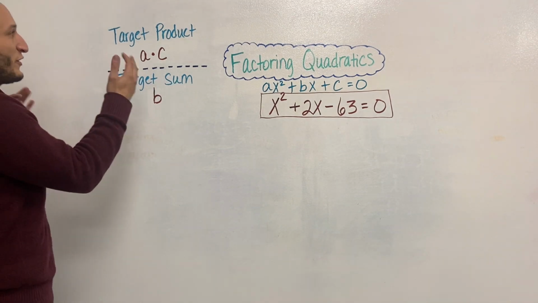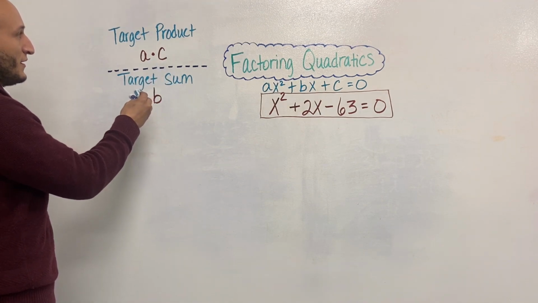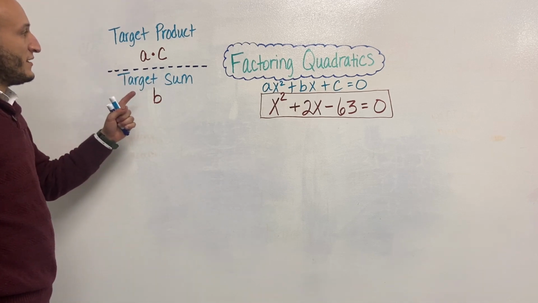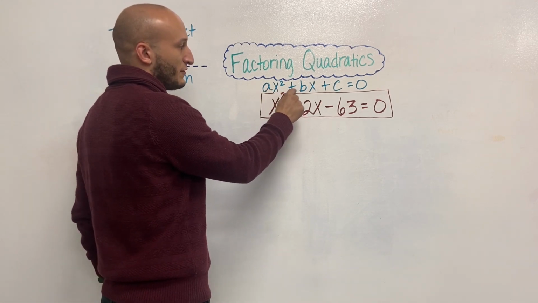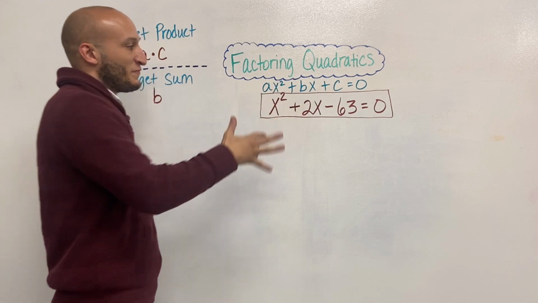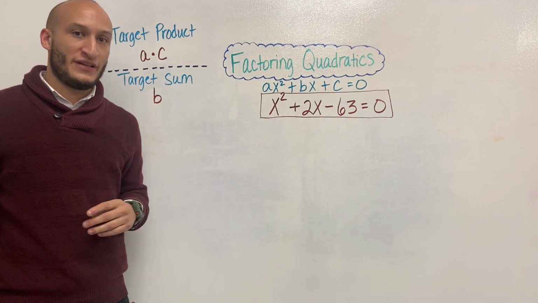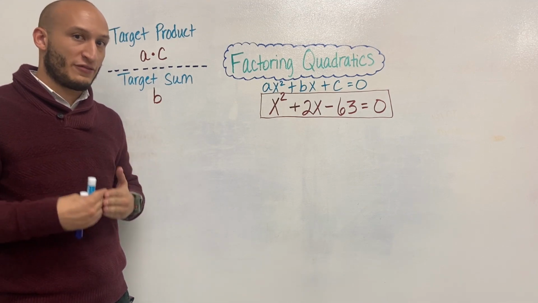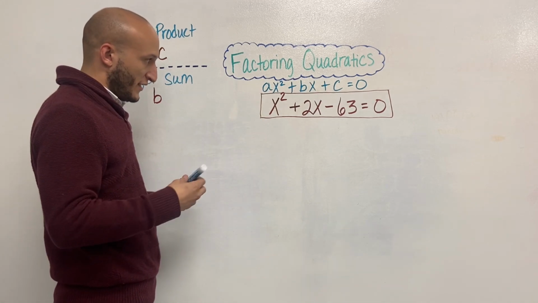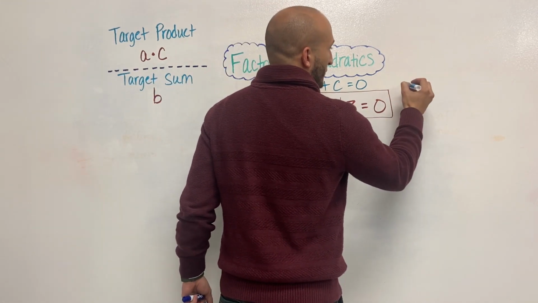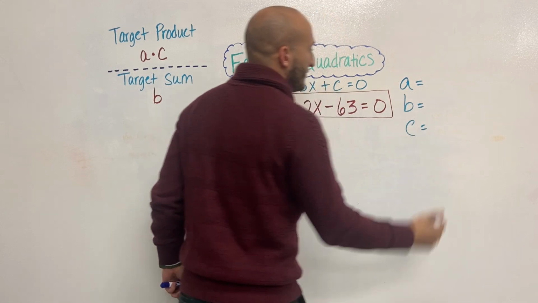So what do target product and target sum mean? I wrote these letters. For target product, I have A times C, and then I have a B here. That's why I wrote the standard form. Now when I say A, I don't mean x squared. X squared is the variable. A is the coefficient, the number in front of the x squared. For our problem here, I'm going to write out A, B, and C.